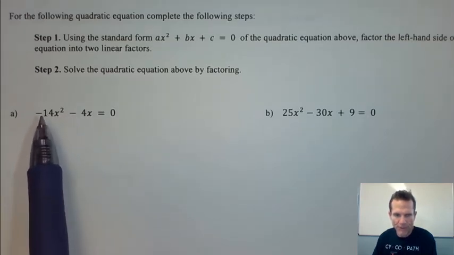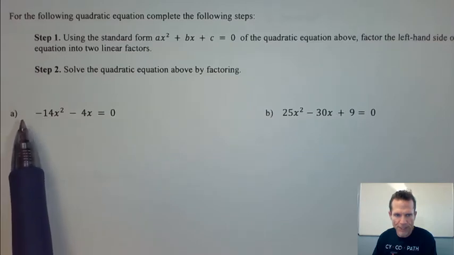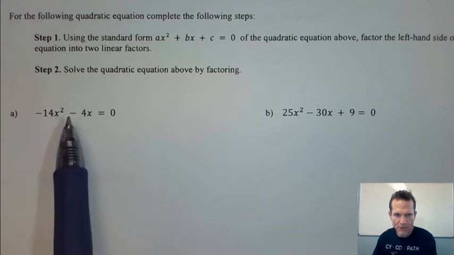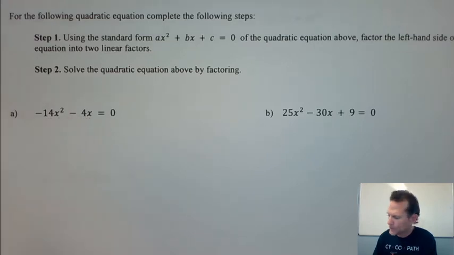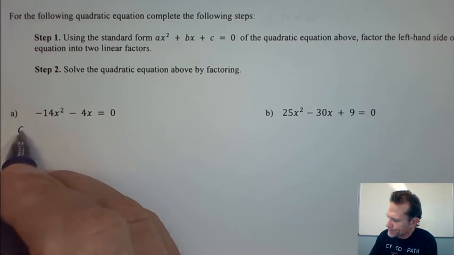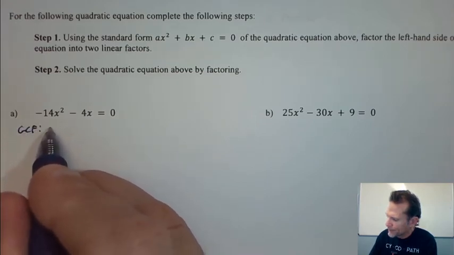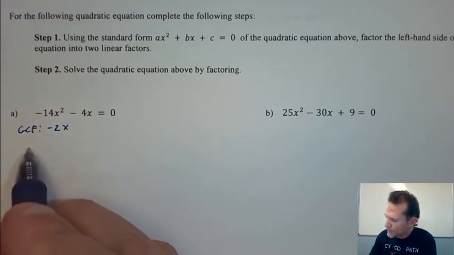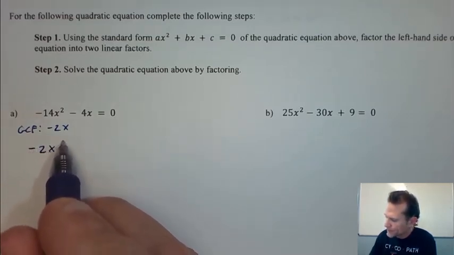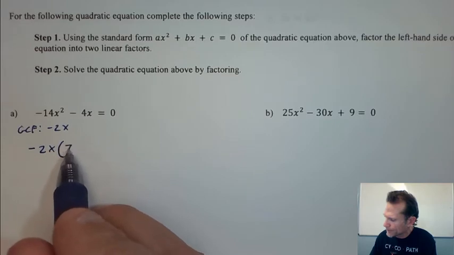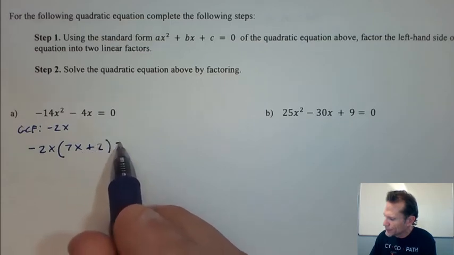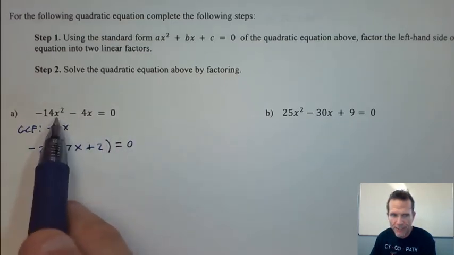So we learned that if there's a negative up front, we want to pull a negative out. And we can see a common x here. And we also see that these are both even. So we have a GCF of negative 2x in this problem, and we're going to pull that out front. So I have negative 2x. Left in my parenthesis is 7x plus 2. Remember, we get that sign change because we factored the negative out.